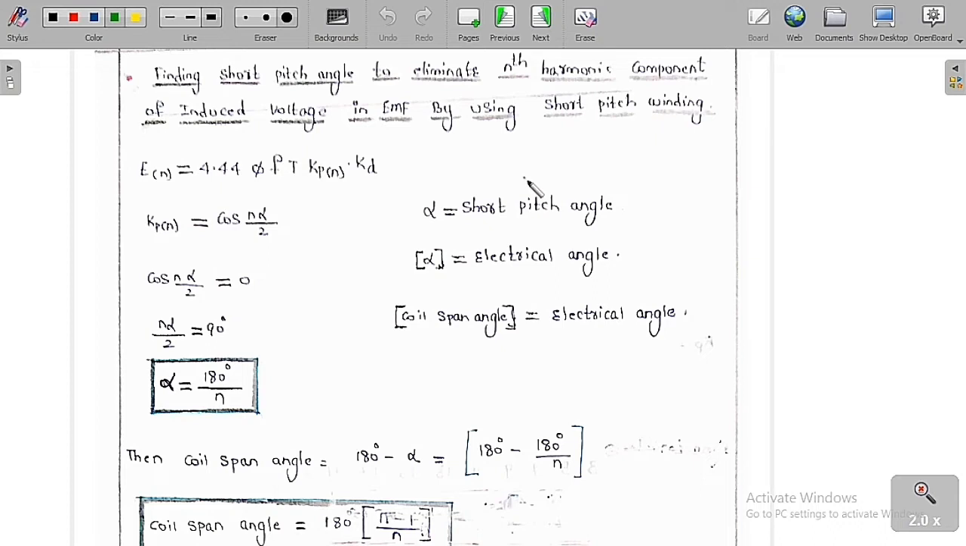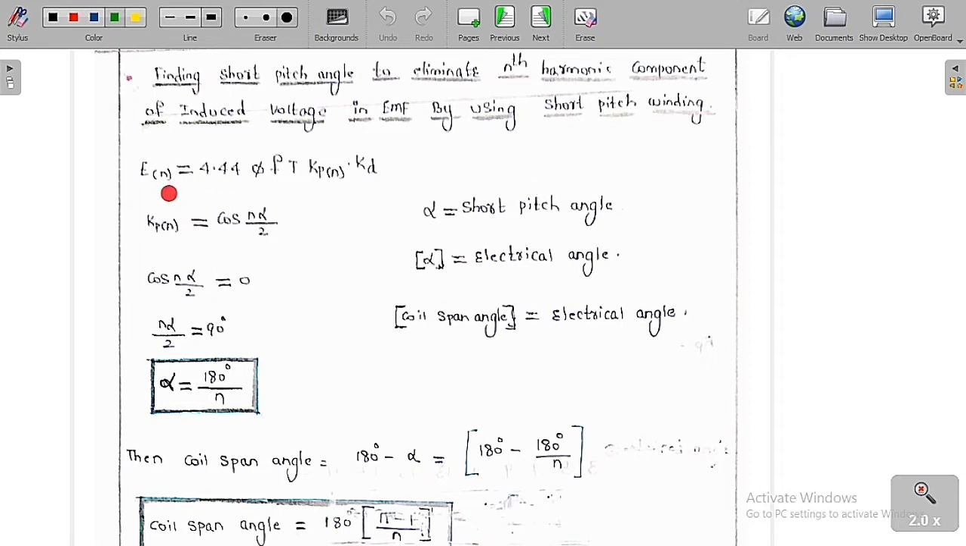Each and every harmonic induces some amount of voltage, but the voltage induced by the 7th and 5th harmonics is very high. So we have to remove them with the help of the short pitch angle. Then what is the short pitch angle required to remove these harmonics? That is, finding the short pitch angle to eliminate the nth harmonic component of induced EMF by using the short pitch winding.